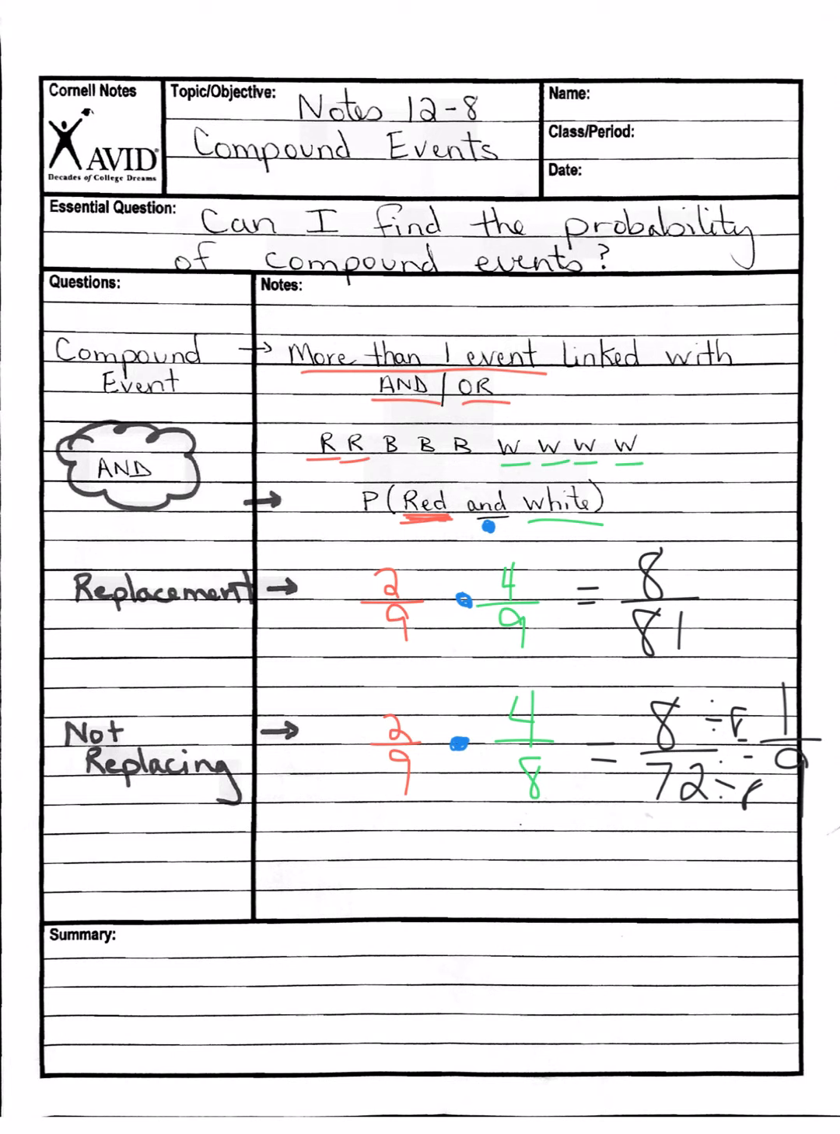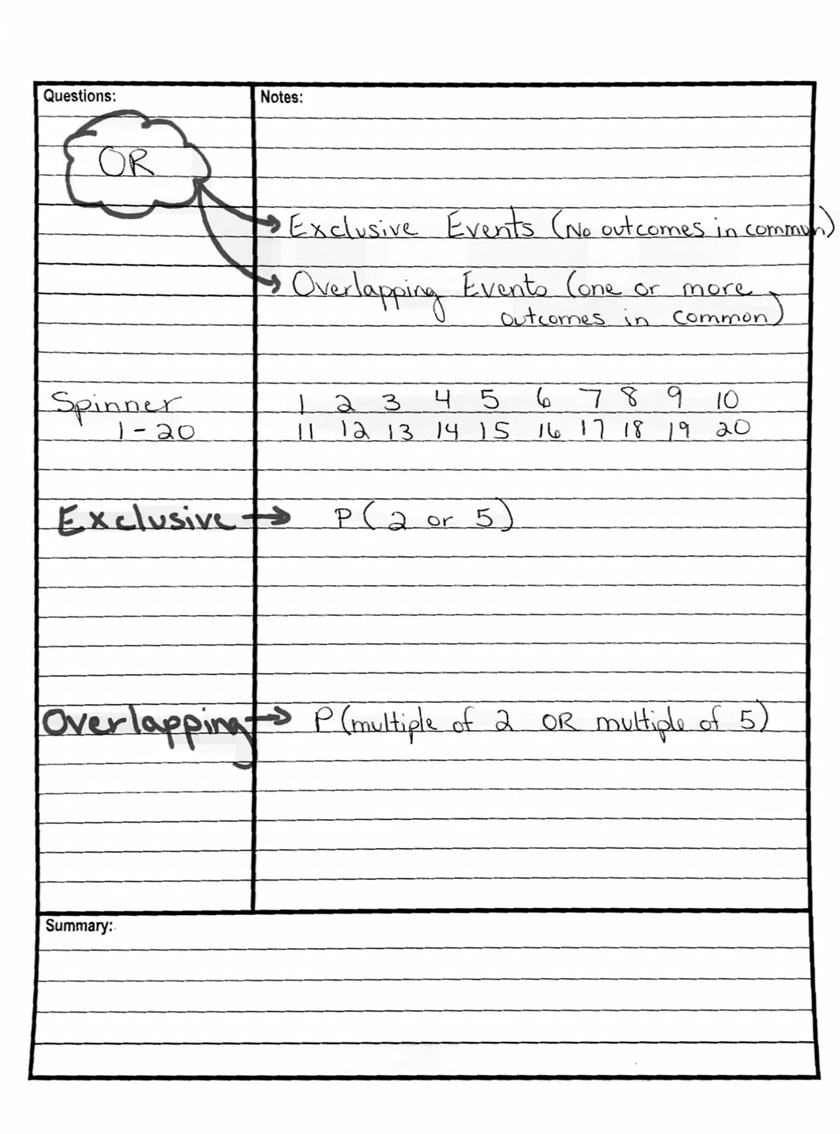So now we're going to look at the or. What happens if I have a compound event and it says or? You're going to want to make sure for compound events that you have all your notes down. So we have 2 different kinds of events that could happen here with our or. We can have exclusive events, which means no outcomes in common. And we could also have what we call overlapping events, where we do have some outcomes that are common.